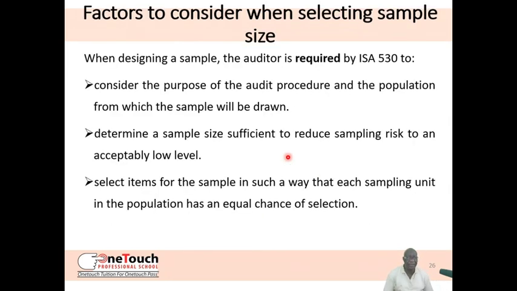Factors to consider when selecting item size. When designing a sample, the auditor is required by ISA 530 to consider the purpose of the audit procedure. So before you select items, consider the purpose of the audit procedure and the population from which the sample will be drawn. Take them into consideration. Then determine a sample size sufficient to reduce what? Sampling risk to an acceptably low level. Then select items for the sample in such a way that each sampling unit in the population has an equal chance of being selected. Okay?